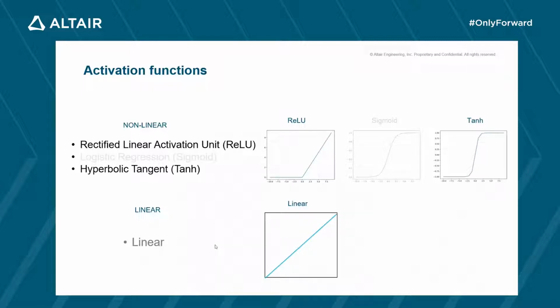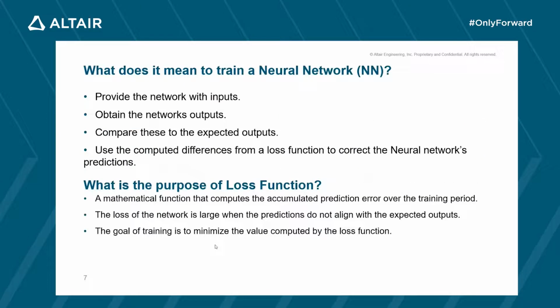So in order to get a neural network to work, or in essence, if you think about our brains, in order for us to learn to do a specific task, we train ourselves. So what does it mean to train a neural network? What we do is we provide this network with certain inputs. Then we obtain the outputs that the network produces. And then we compare these to expected outputs, and then we use the differences from some sort of loss function or some sort of corrective input to correct the network's prediction.